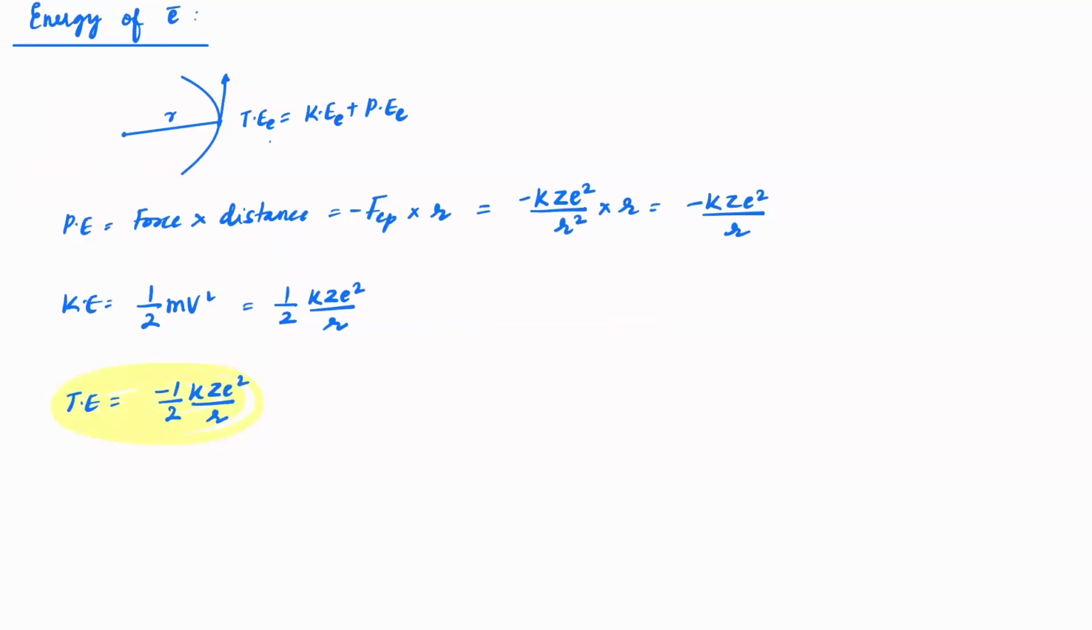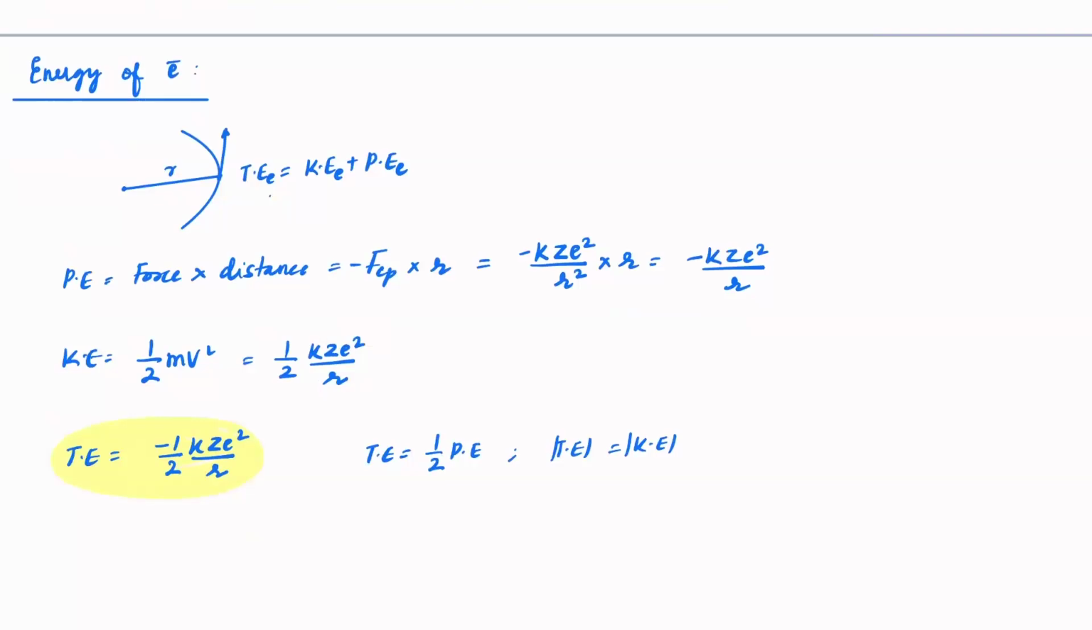Clear? So this is the total energy of the electron. In short, you can see the total energy value is half of that of potential energy, correct? And the total energy's magnitude is the same as the kinetic energy's magnitude. Got it? So this is an important part we need to learn.